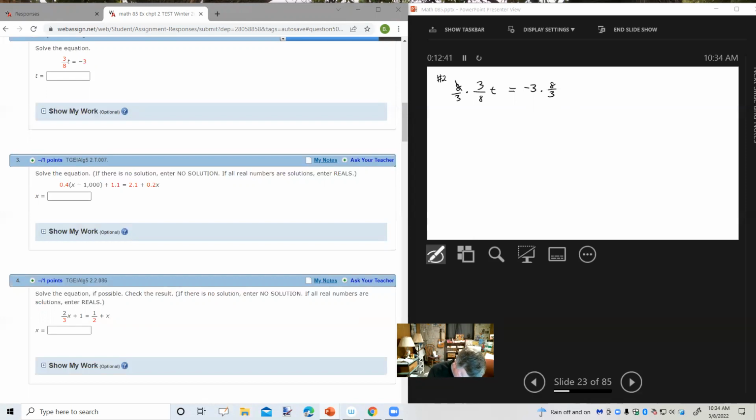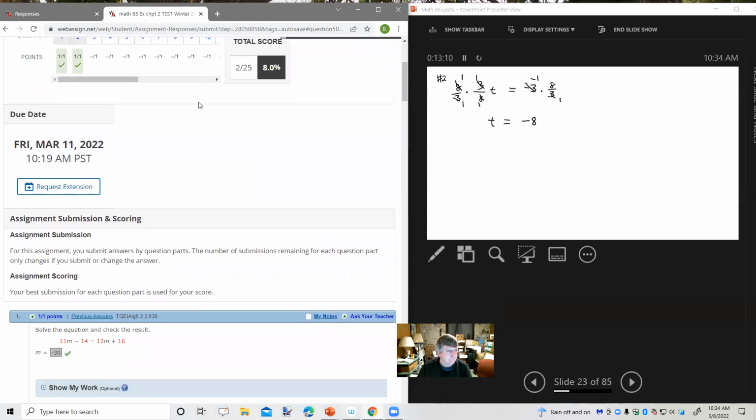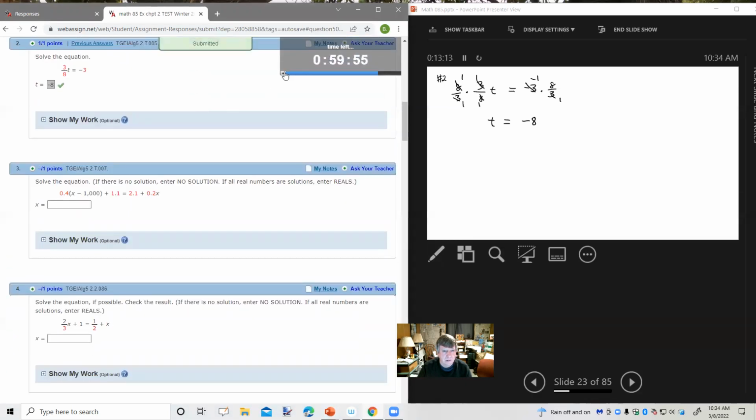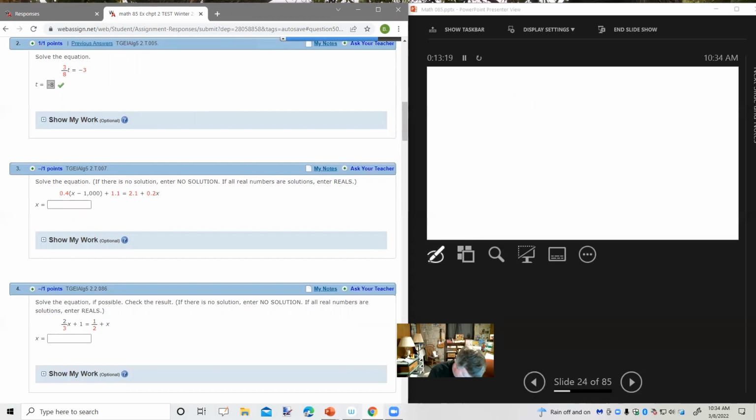On the left side of the equation, the 8's reduce down to 1/1. The 3's reduce down to 1/1. 1 times 1/1 times 1 is 1, and 1 times t is t. On the right side, negative 3/3 is negative 1/1. Negative 1 times 8 is negative 8. So t should be negative 8. All righty. Any questions there? Nope. Go on to number 3.